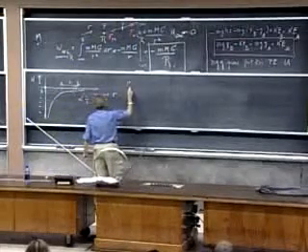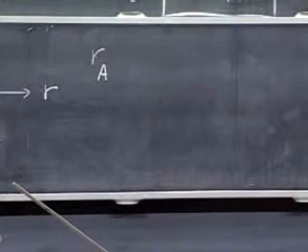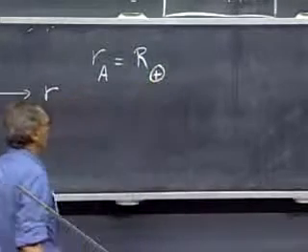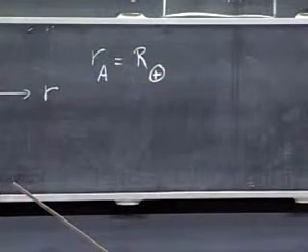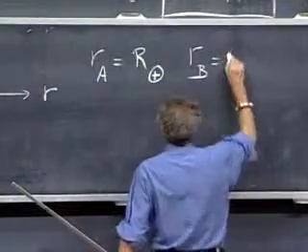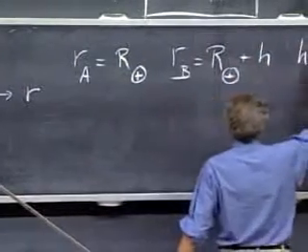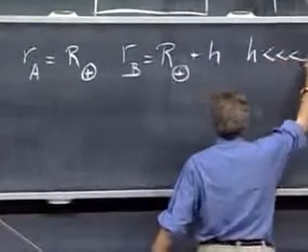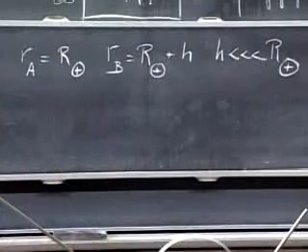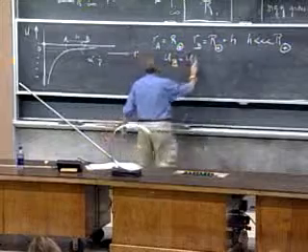Take a point A in space, which is at a distance r from the center of the Earth. I start at the surface of the Earth itself, so the radius is the radius of the Earth. And I go to point B, which is a little bit further away from the center of the Earth, only a distance h. And h is way, way, way smaller than the radius of the Earth. So I can calculate now what the difference in potential energy is between point B and point A.